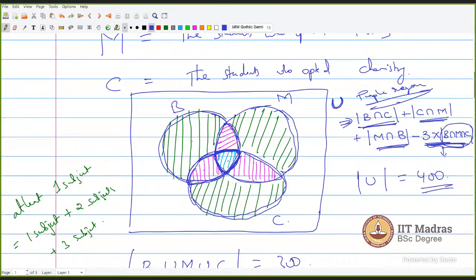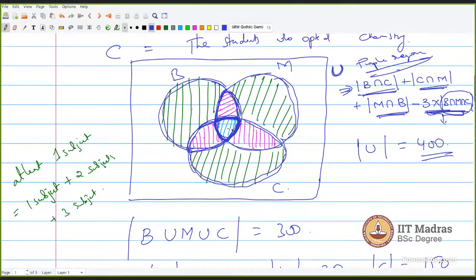One thing I will write, you do it for the other two. When I want this particular purple region, what I have to do? This whole region minus this whole region, minus the blue region. From there you can get it. So you can do this for this and for this also.